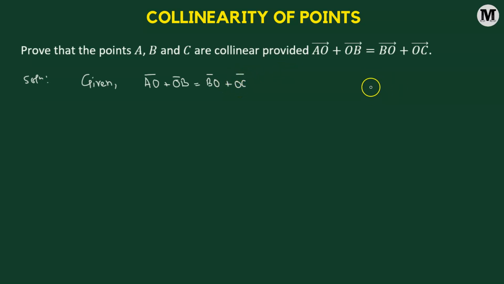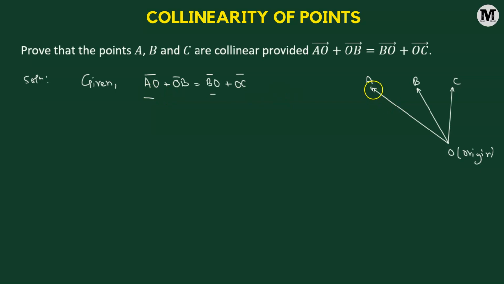Fine. Now that means we have 3 points A, B, and C. We also have another point O, which is going to be the origin of some coordinate system. Now we're going to join point O and A, O and B, and O and C with the help of a directed line segment.